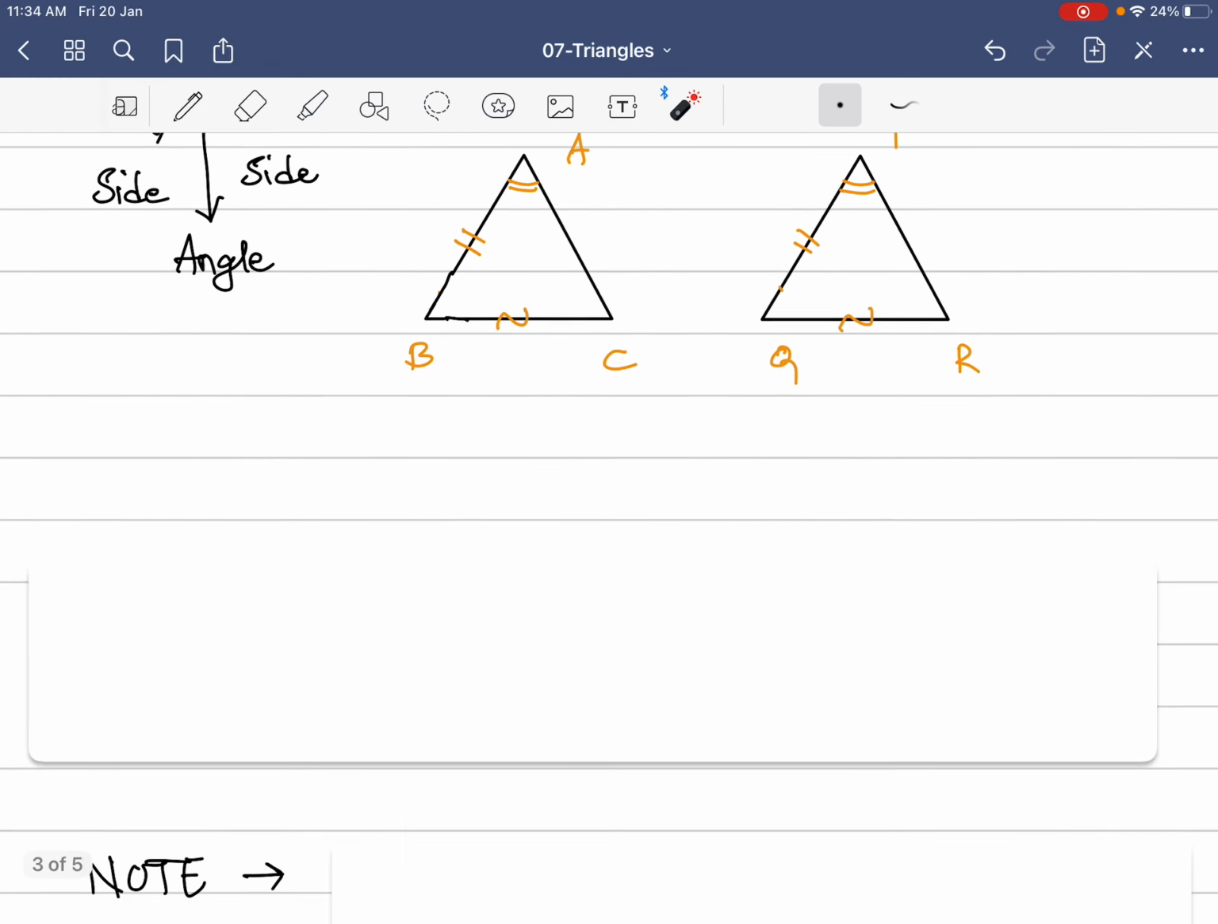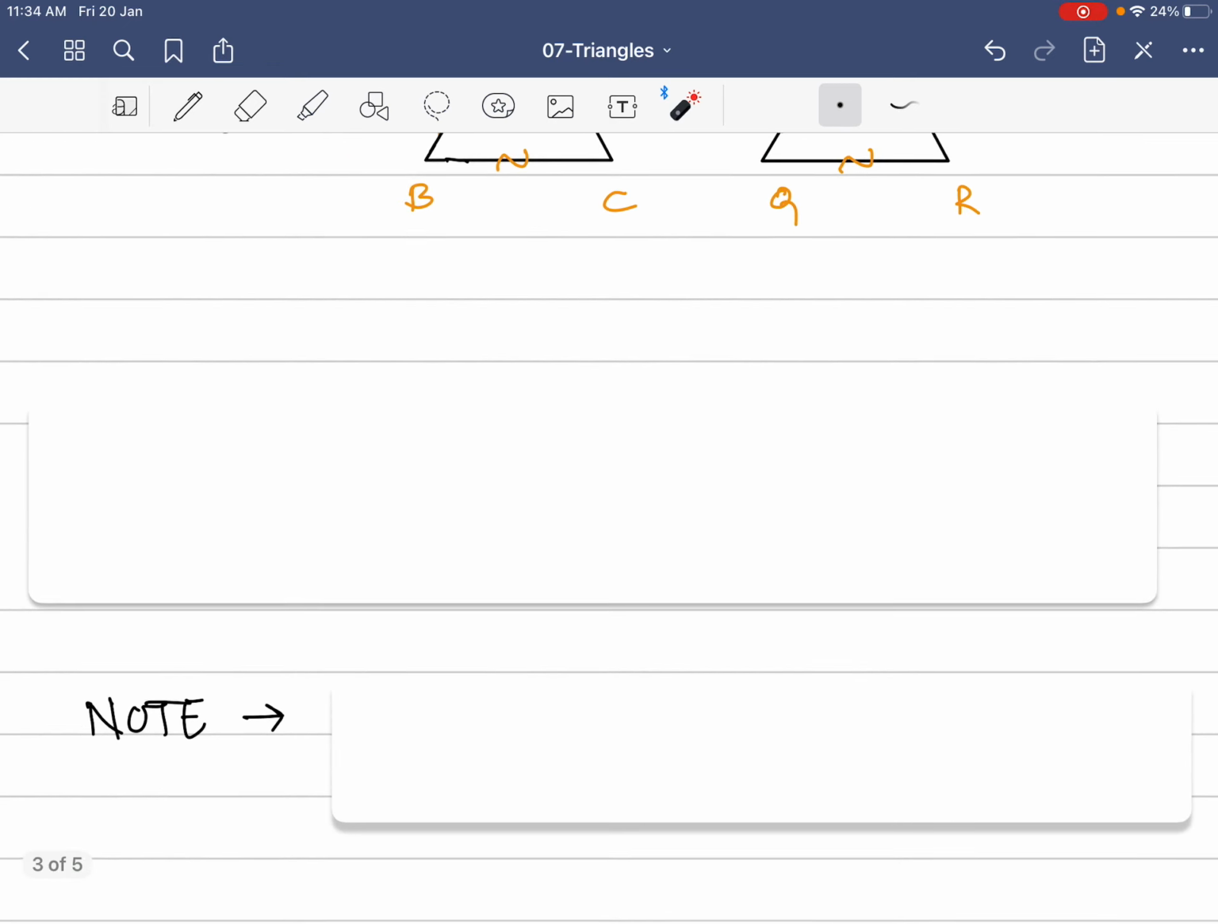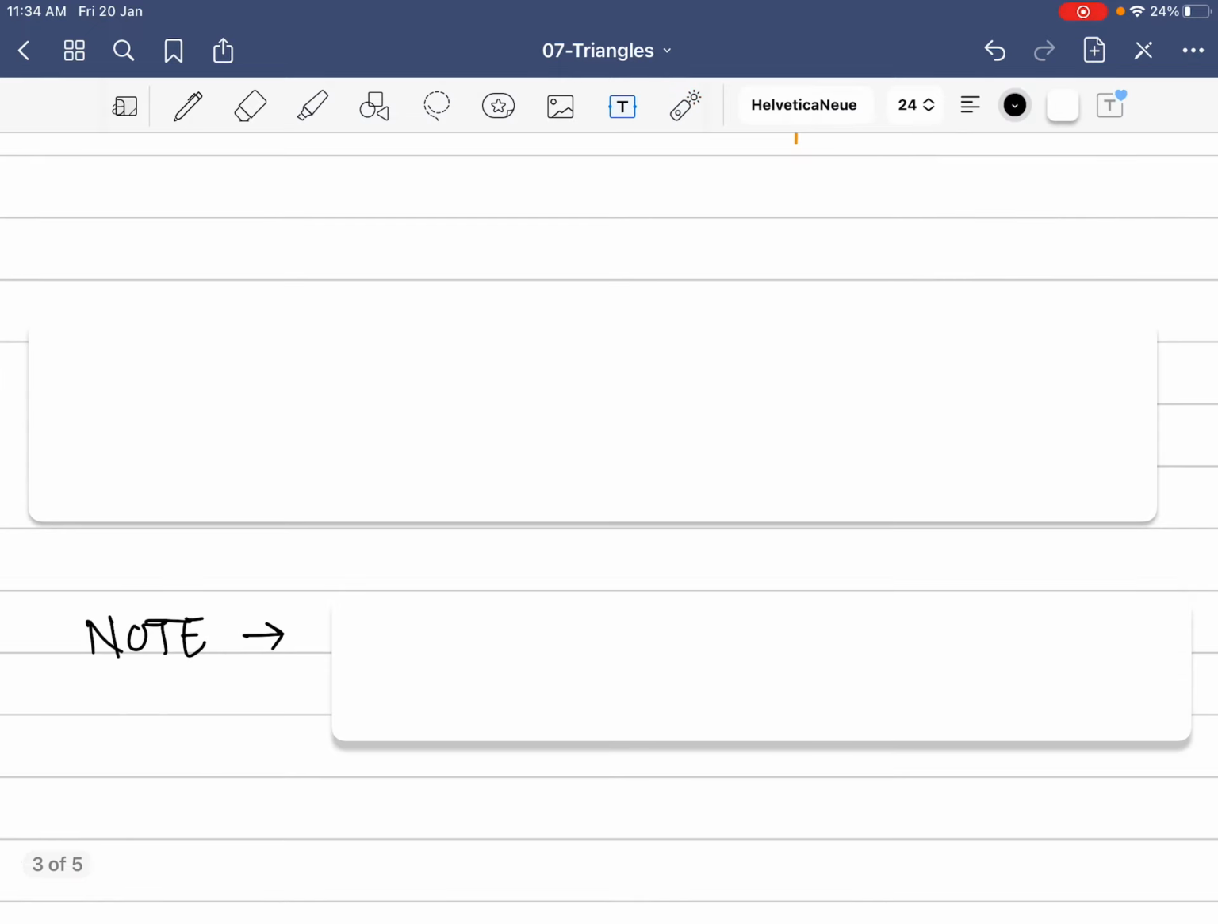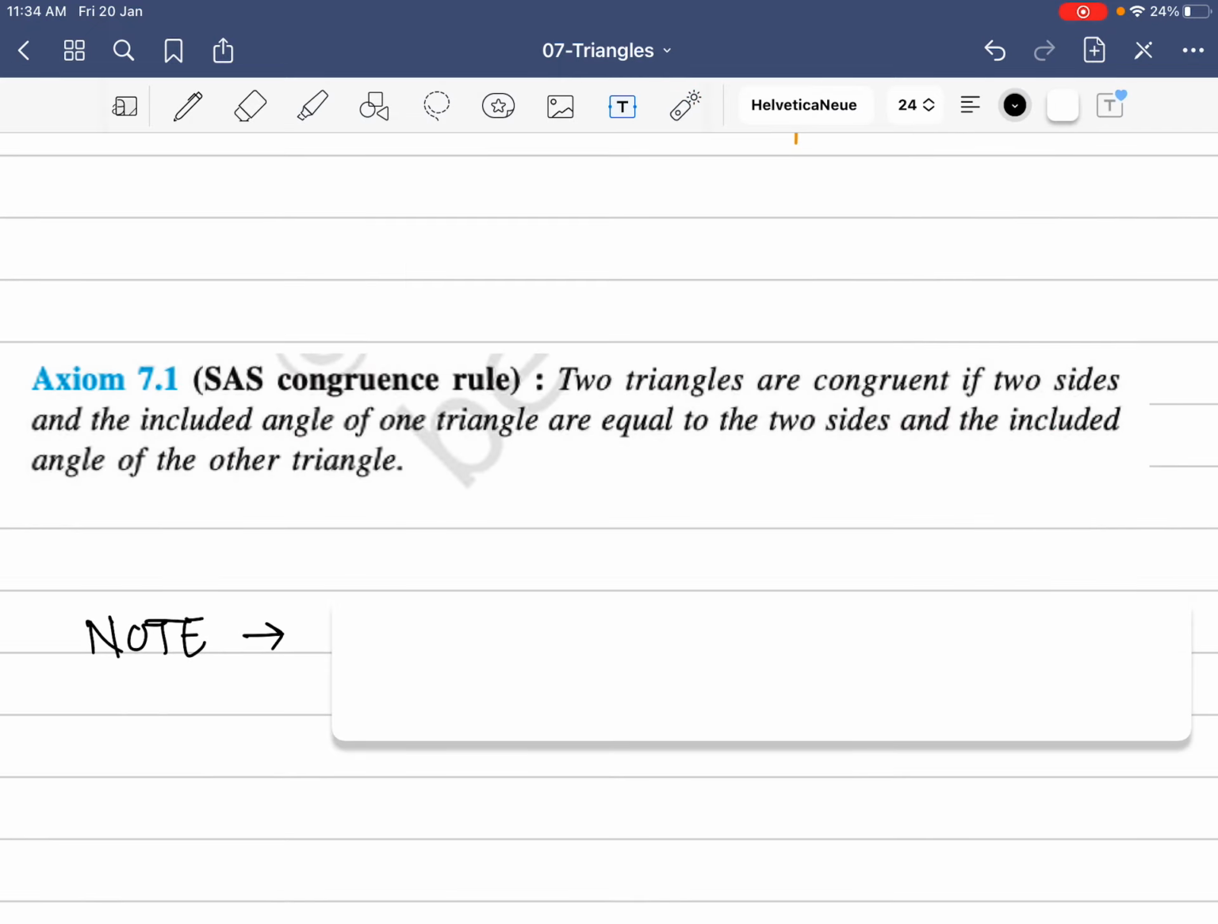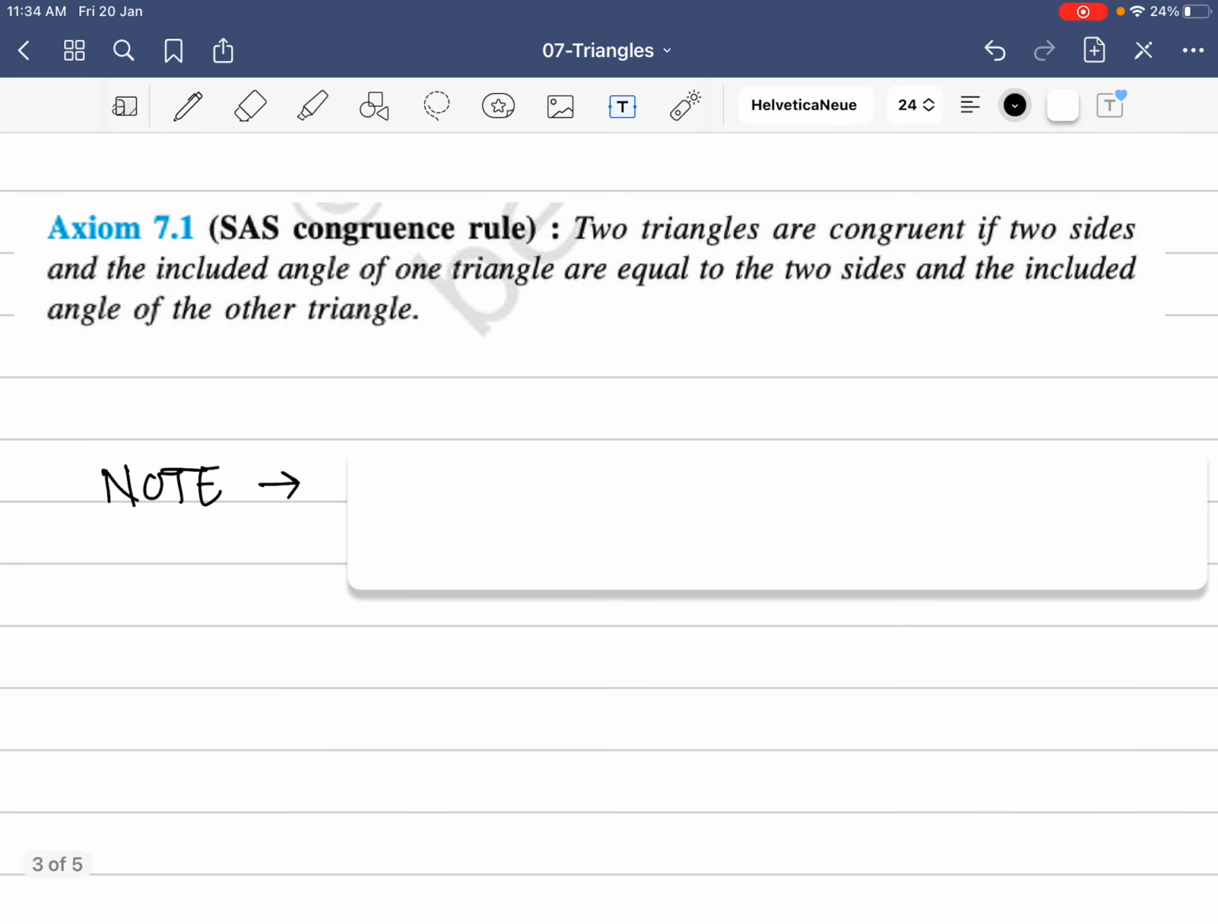SAS congruence rule. So I think I have formally noted down the definition of SAS rule here. Let's go through it. So what does it read?